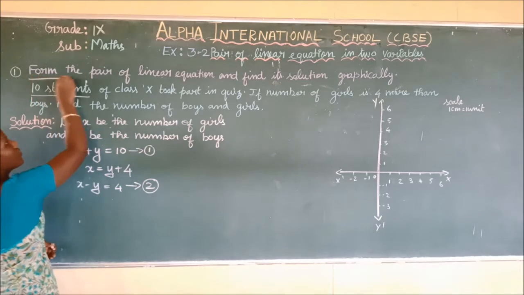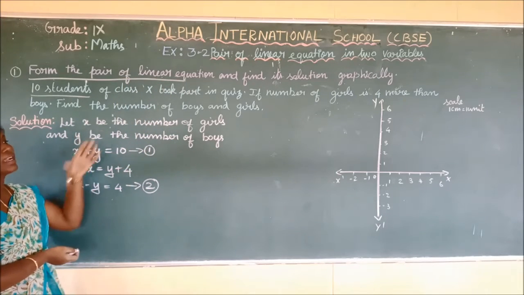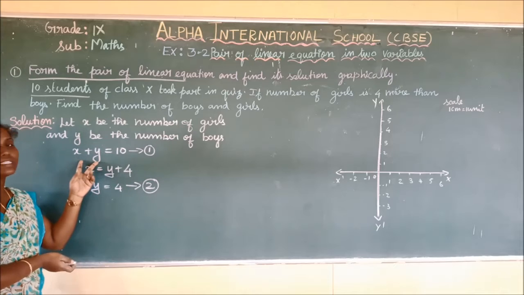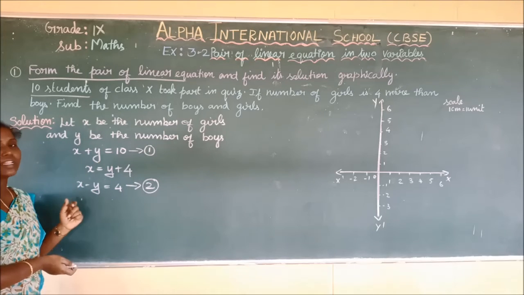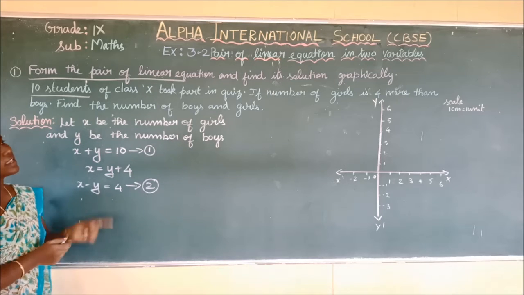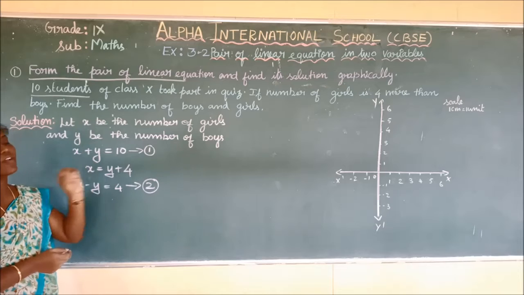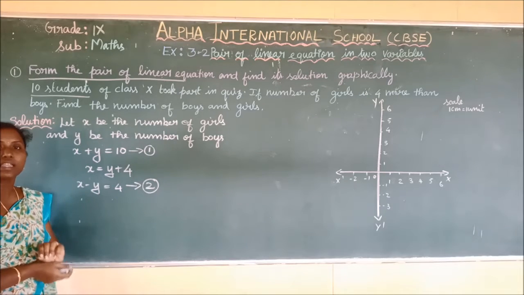See, they are asking to form the pair of linear equations. We formed the pair of linear equations by analyzing the situation. The linear equations are x plus y is equal to 10 and x minus y is equal to 4. Then they are asking to find the solution. We have to identify the solution graphically.